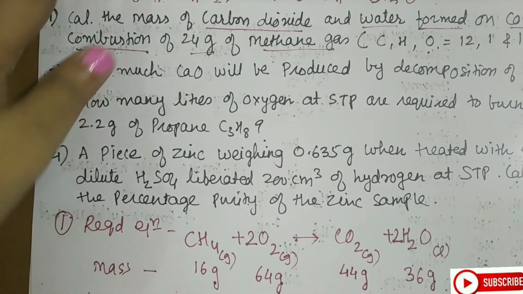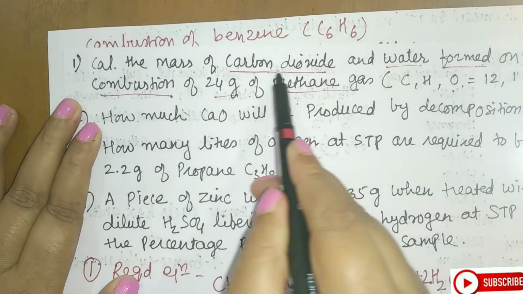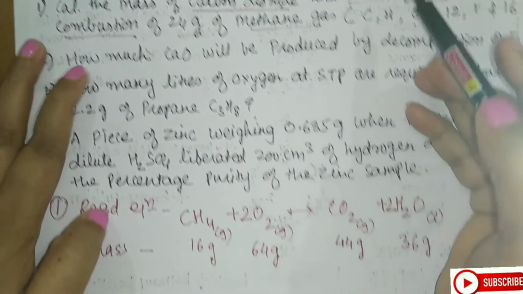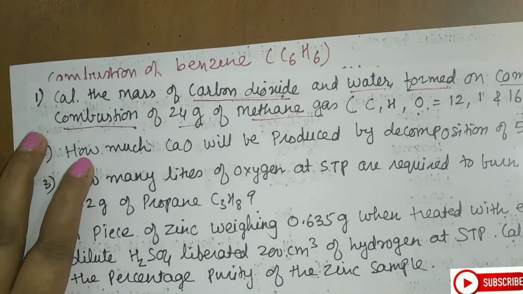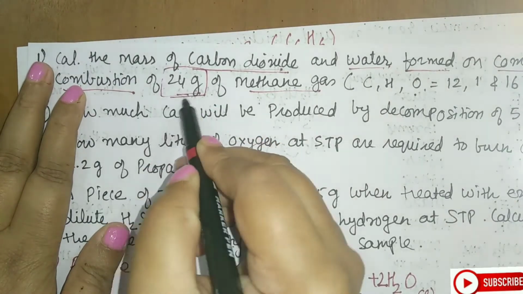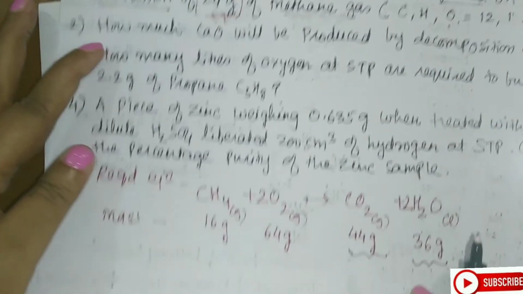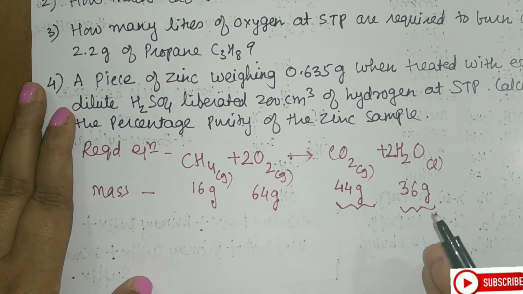Now let us come back to the question. They want us to calculate only the mass of carbon dioxide and water. So they want the mass for this as well as for this. Now what they are giving is complete combustion of 24 gram of methane. Now let us move on to this, student. If you see the equation, let us try to read the question.